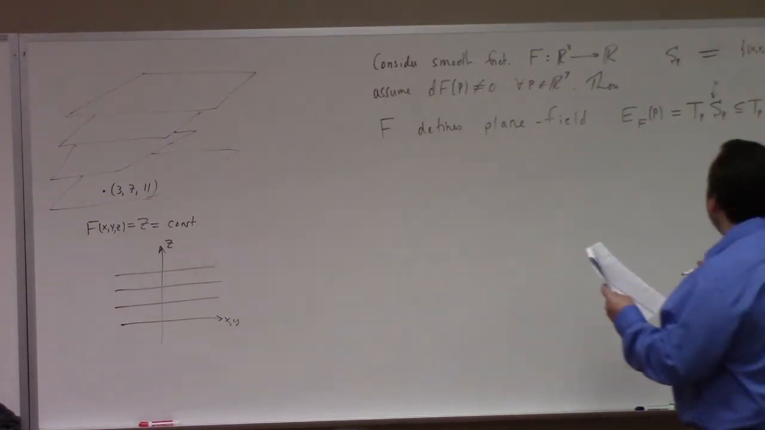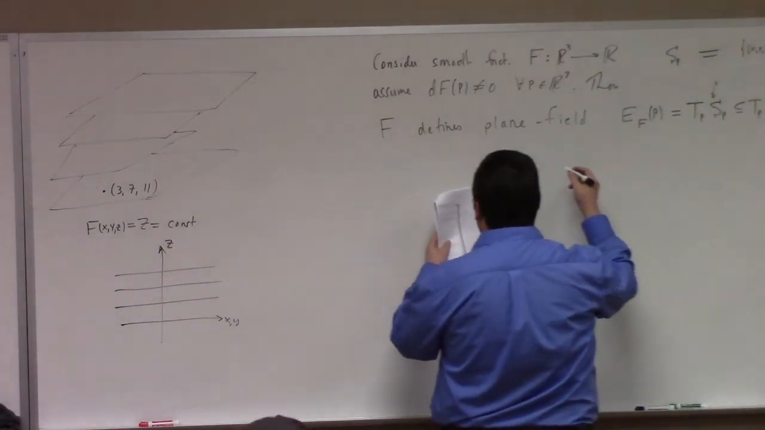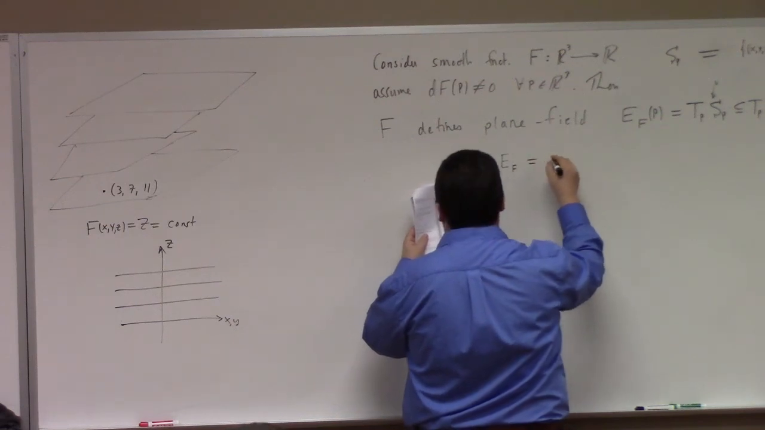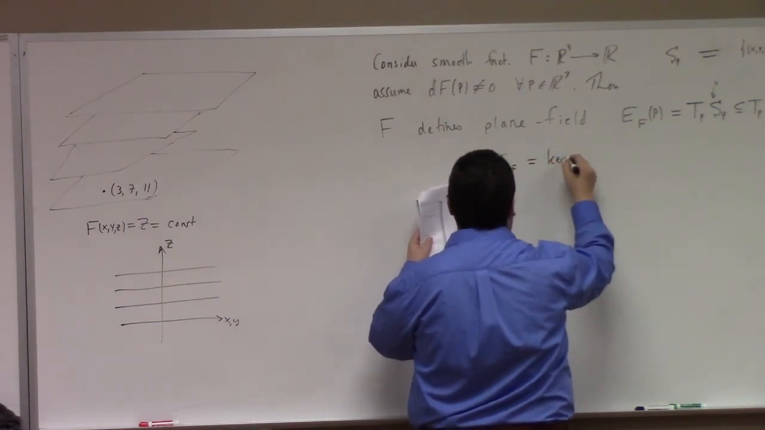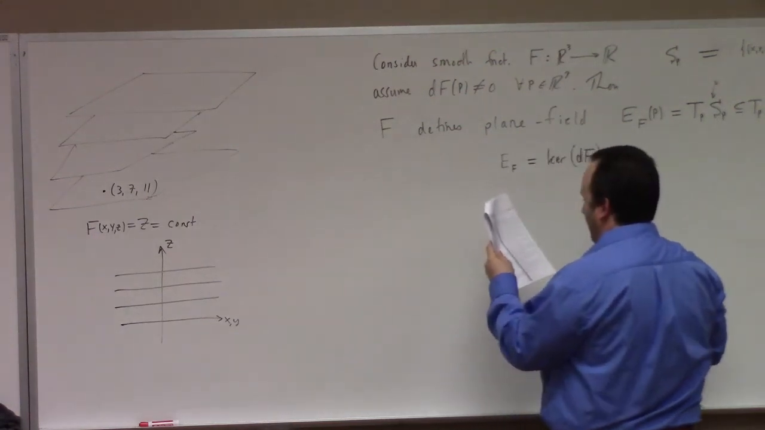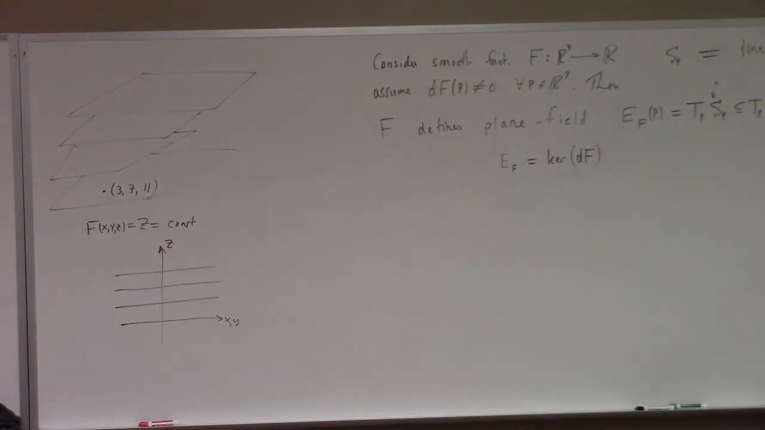Okay, so anyway, with that said, E sub f is actually equal to the kernel of df, right? Oh, so df non-zero means that you have level surfaces rather than degenerating to level volumes. Oh, I don't know, I'm not making a connection just yet. We're getting there.